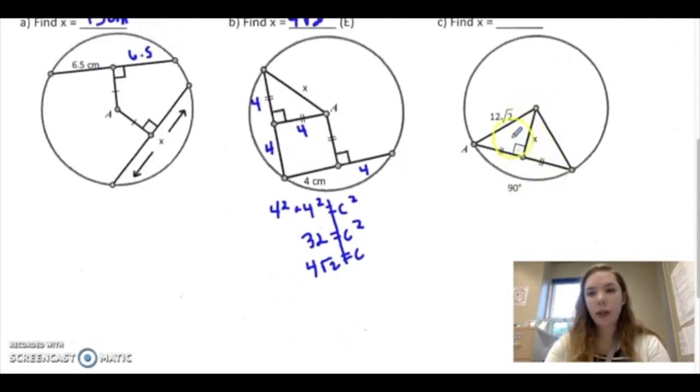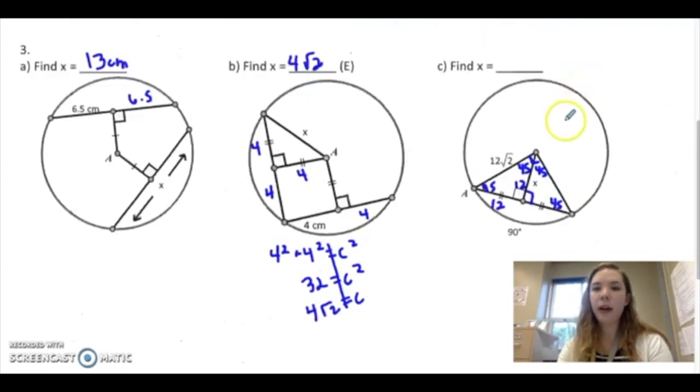On this one, we are saying that these 2 are the same. And we don't have any chords in this case except for the one they make up together. But what we do know is that since this arc length is 90, this central angle is 90, which means half of it is 45. And then you know that this is 90, so this is a 45, 45, 90 triangle again, which means it's going to be 12, 12, and 12 root 2. So your x here is 12.